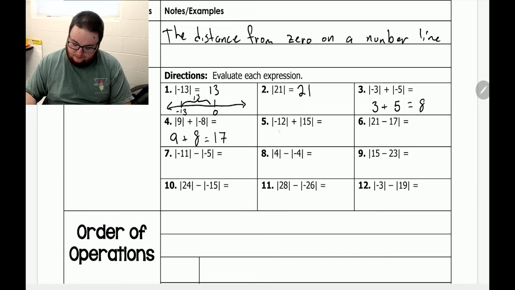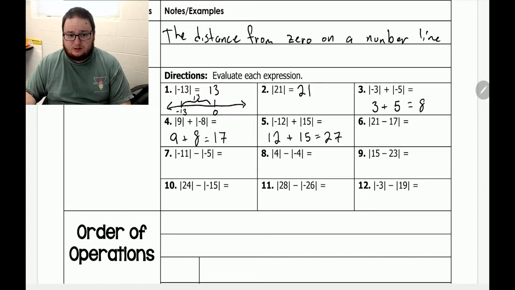For number 5, we have the absolute value of negative 12 plus the absolute value of 15. The absolute value of negative 12 is just positive 12. And then we're adding the absolute value of 15, which is 15. If we add those two things together, 12 plus 15 gives us 27.